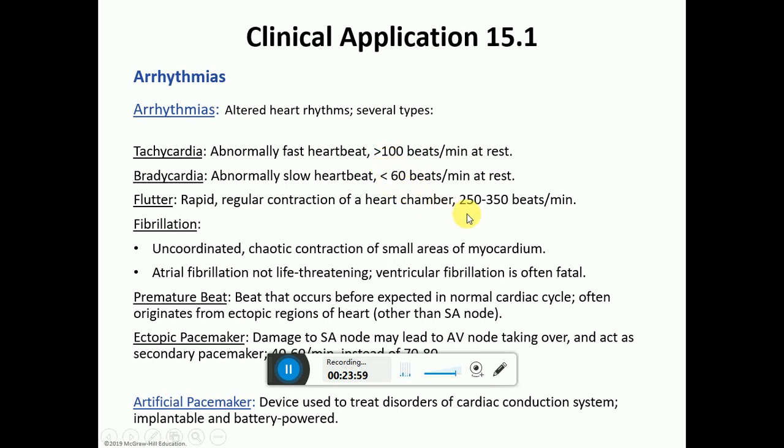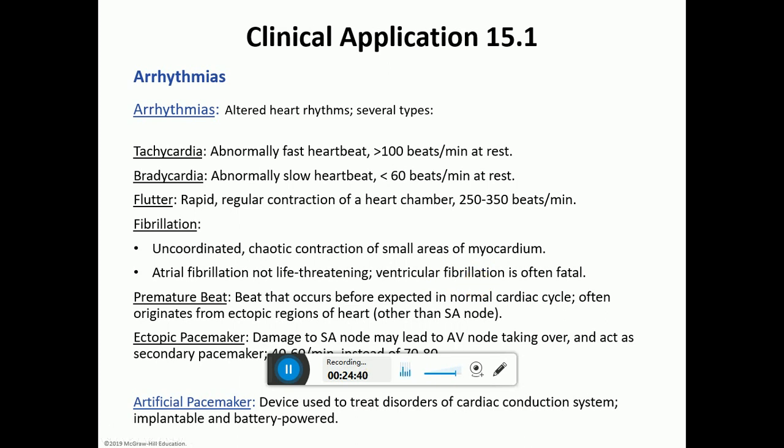If it is between 250 to 350 beats per minute, that's known as flutter. Fibrillation, though, is uncoordinated chaotic contractions, which would be more than 350 beats per minute, where the heart is basically just shaking, and there is really no filling and contraction actually occurring. Because it's so fast, it does not allow the chambers to fill up with blood and then contract and push it out. Atrial fibrillation is not life-threatening, but ventricular fibrillation or VFib is.